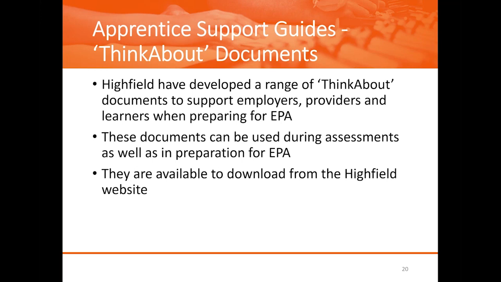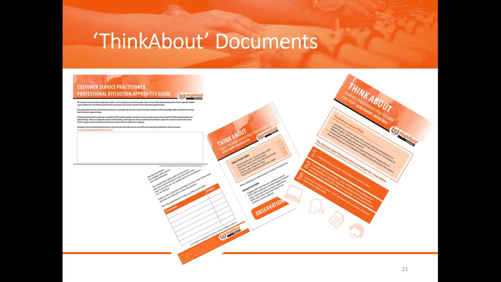The range of Think About documents that we have will be used during the assessment, so they can actually be taken in by the apprentice as part of their support package, comfort blanket, let's say, during the assessment, as well as in preparation for EPA. So if we take, for example, preparation for a professional discussion, you'd be able to use one of the Think About documents. The apprentice can complete that to note particular scenarios that they've come across during their professional development that they may wish to recall or discuss with the EPA during that PD. So they'd be able to make notes on this document and take that into their live assessment with the EPA. Again, they're available to download from the Highfield website. We'll break to Mike in a second just to give you an idea as to what they look like.